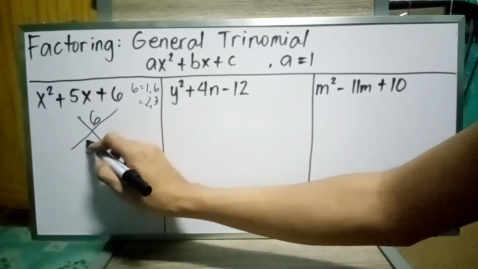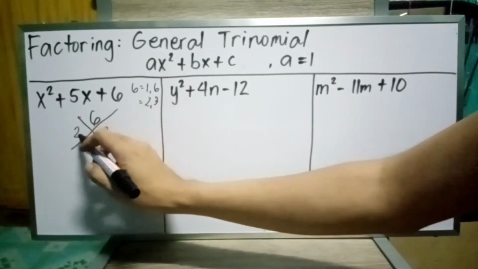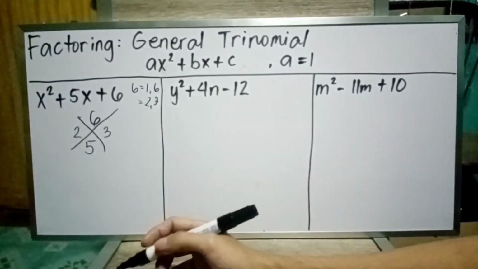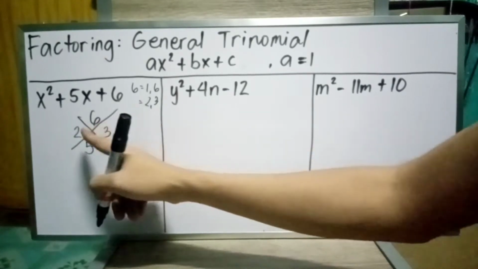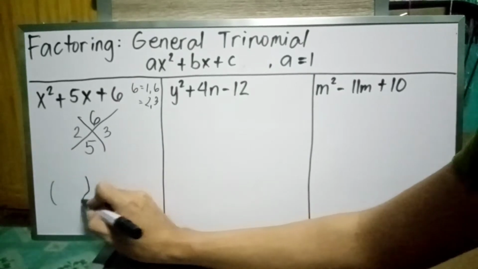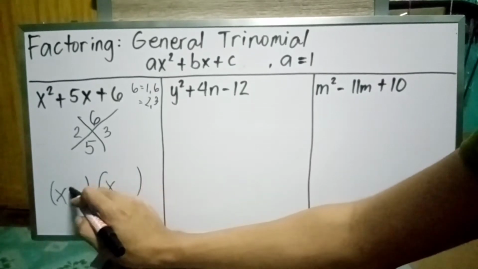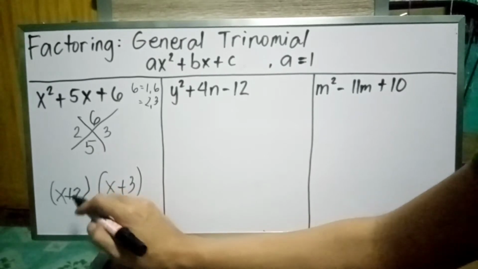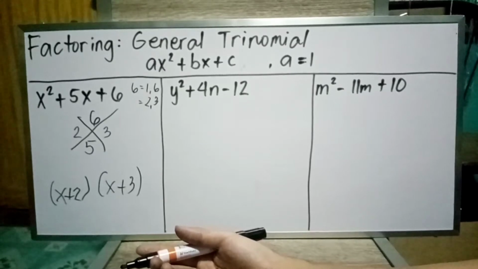So therefore, the factors that we are looking for are 2 and 3, because 2 times 3 is 6 and 2 plus 3 is 5. So therefore the factors now are x plus 2 and x plus 3. If you want to check if your answer is correct, just use the FOIL method.